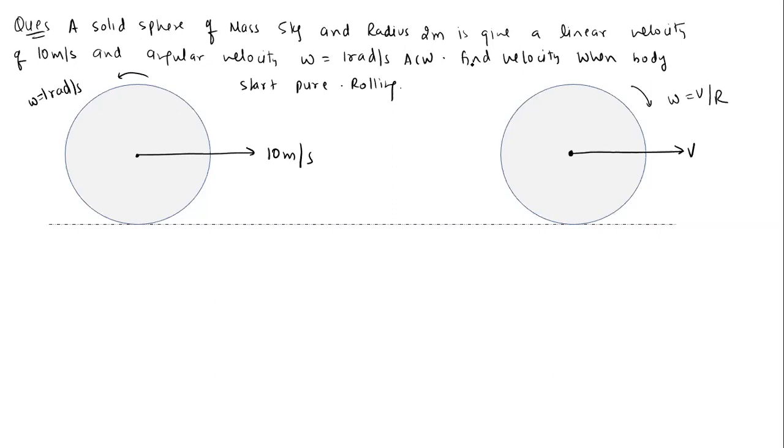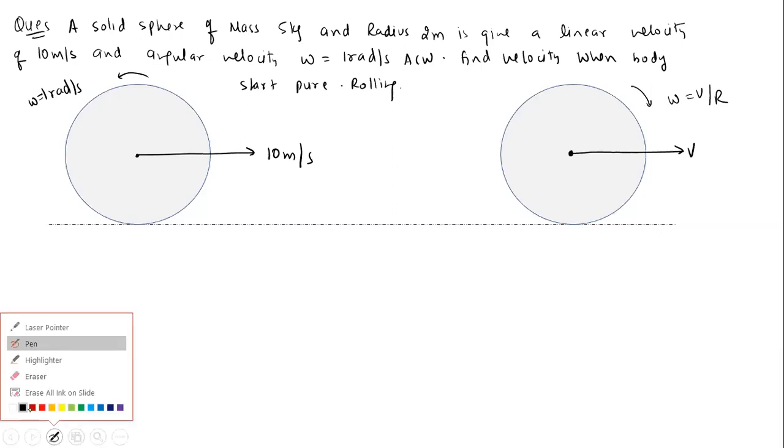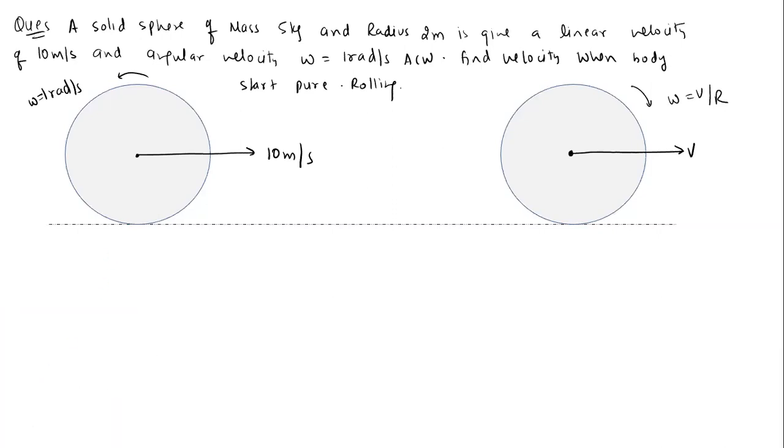Okay, let me solve. 50 by 7 meter per second. Fine. See, what we can do, we can take angular momentum about point A. Yes, can we take angular momentum about point A?